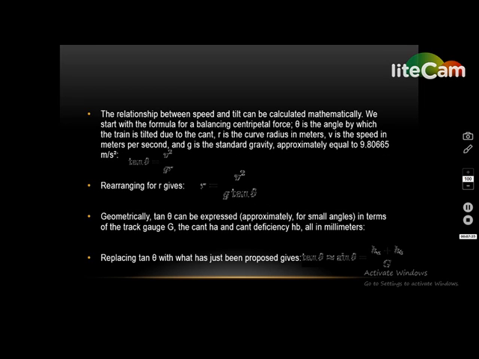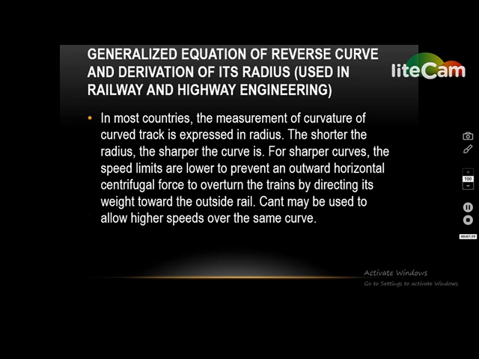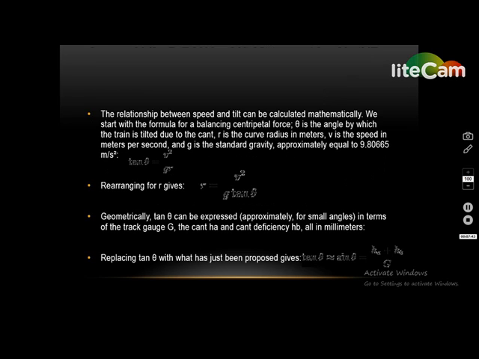Now we see that the relationship between speed and tilt of a train or a car depends on which we prefer. If the reverse curve is used in railway or highway, it can be calculated mathematically. We start with a formula for balancing the centripetal force. Theta is the angle by which the train is tilted due to the cant, r is the curve radius in meters, v is the speed in meters per second, and g is the standard gravity, approximately equal to 9.8065, which is 9.81 meters per second squared.